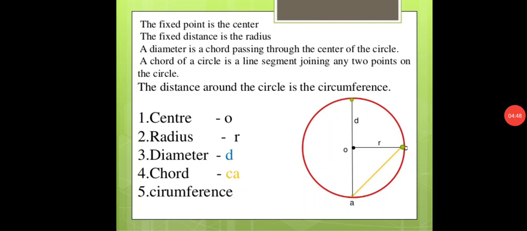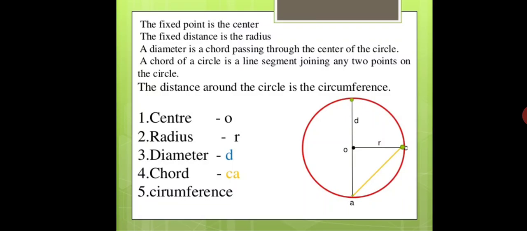The fixed point is the center. The fixed distance is the radius. Means the center, radius and diameter are fixed distances and the point is fixed. A diameter is a chord passing through the center of the circle.